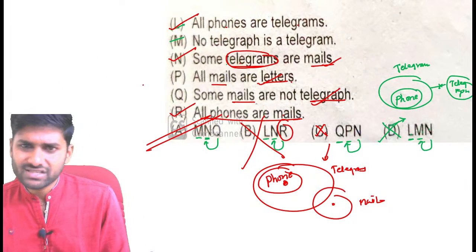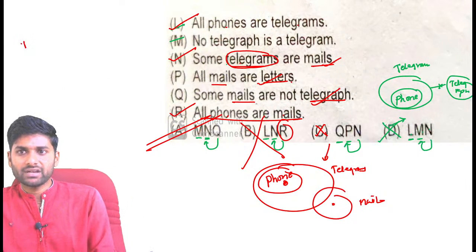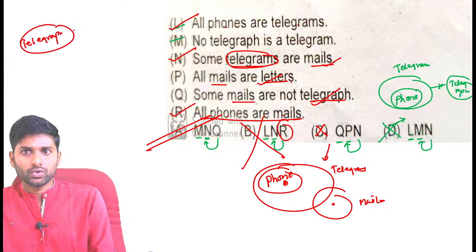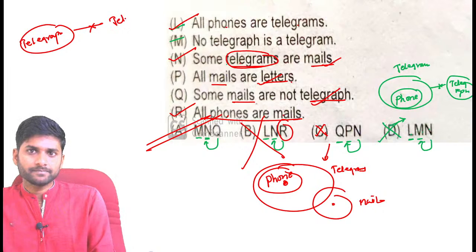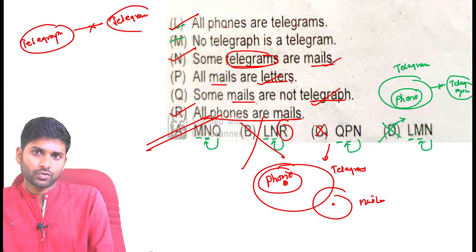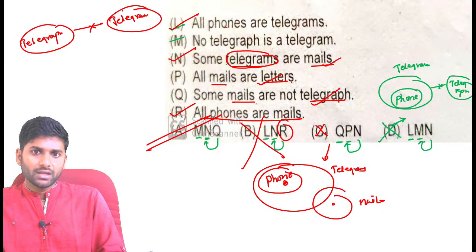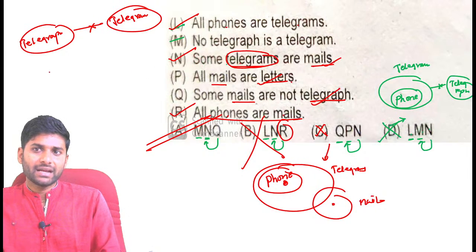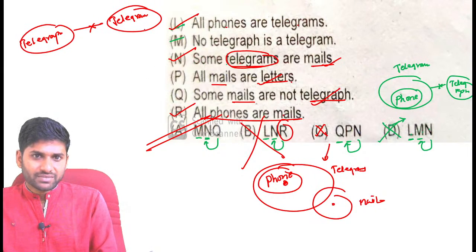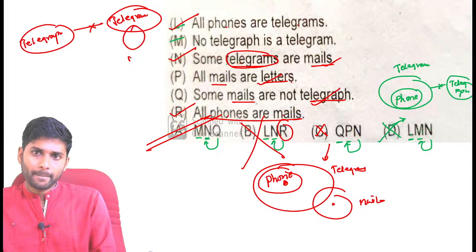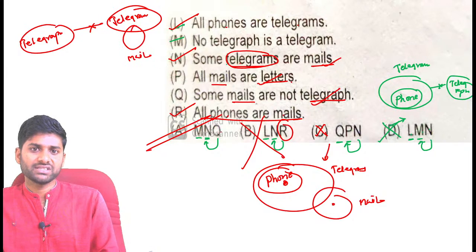Now just for understanding purposes, I will tell you here, telegraph. No telegraph is telegram. Some telegram are mail. What is the conclusion they mentioned? See, Q. Some mails are not telegraph.